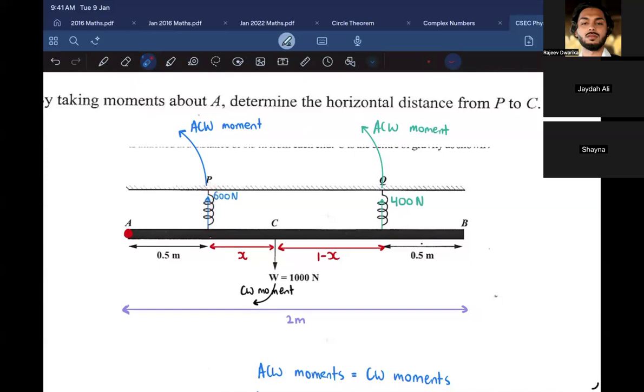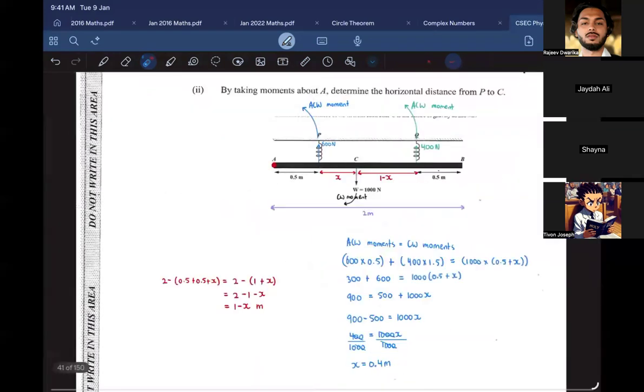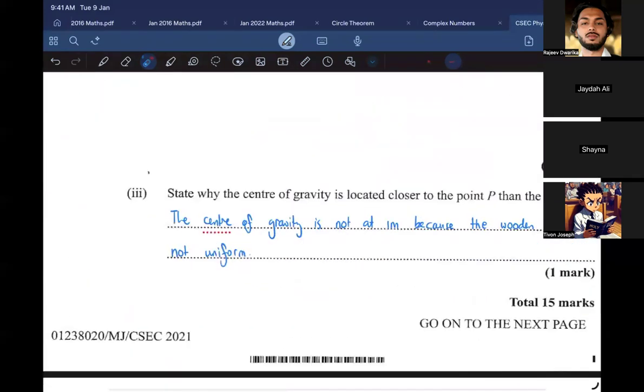Basically, you could say that the density was greater to which side? So Shayna, they said it was non-uniform, right? So where do you think the density would be greater? Make a guess. The density was greater to the left, so the weight had to be closer to the spring P. But the whole point is that it wasn't uniform, so that's why the center of gravity is closer to point P than Q.